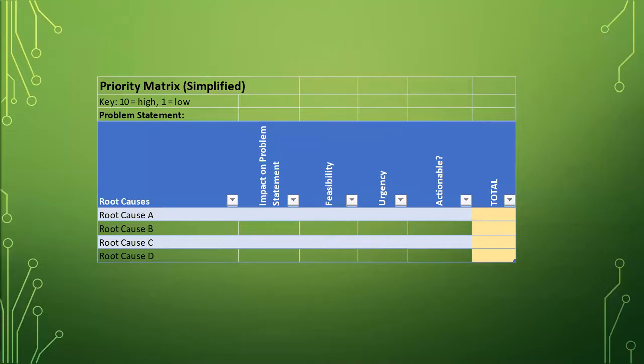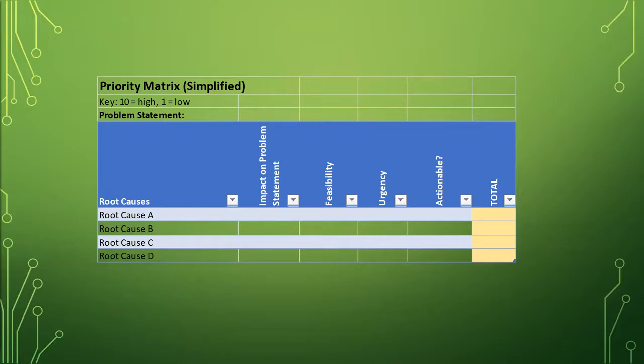Notice at the top we have an area where you put in the problem statement, again, so that you can link the problem statement to the identified root causes. And remember, there are often many root causes to a single problem statement. So you can list all of those here in the left-hand column. And then the 4 columns after that are different areas to focus on that you would rank each root cause based on. In this case, using a scale of 10 to 1, with 10 being a high impact or a high feasibility and 1 being low.